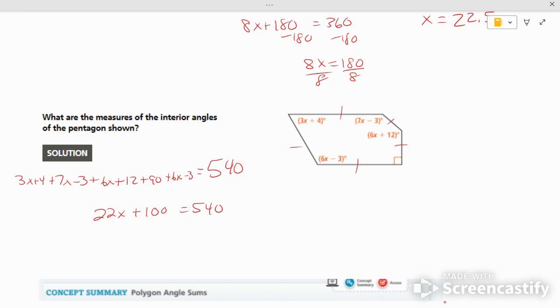What do I do to each side? Subtract 100. So 22x equals 440. x equals 20. So if x equals 20, this first one is 64. The second one is 140 minus 3, or 137. The third one is 120 plus 12, which is 132. This one's 90, obviously. And 120 minus 3 is 117.